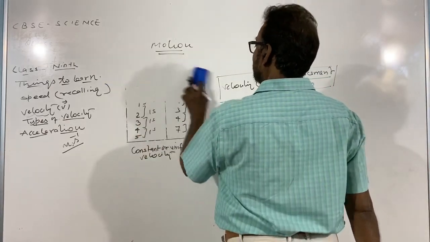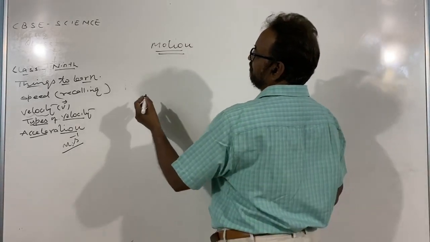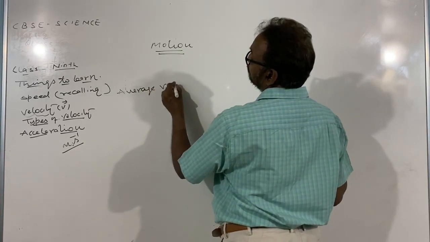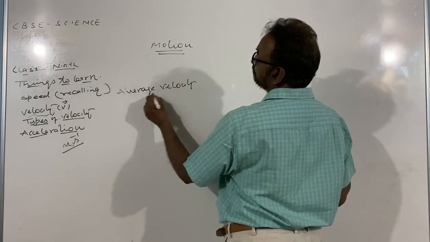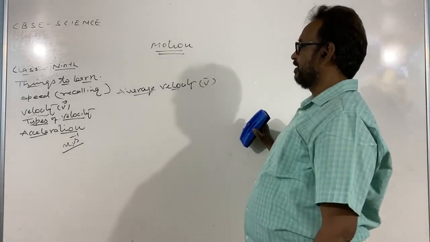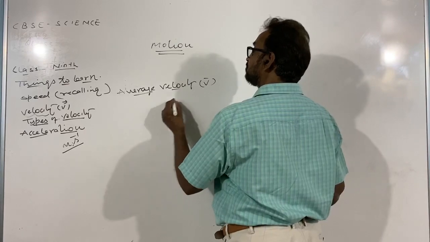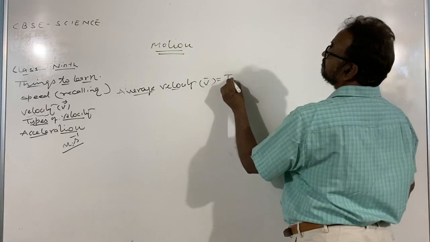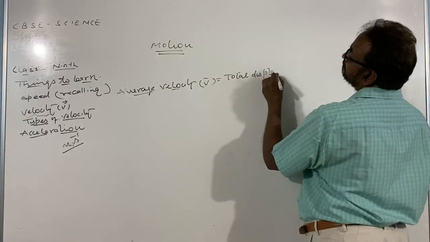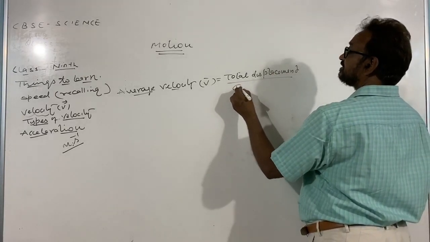Now we shall see average velocity. Average velocity can be defined as the total displacement over total time.